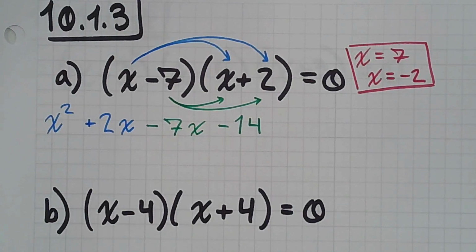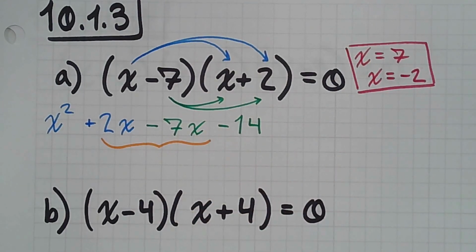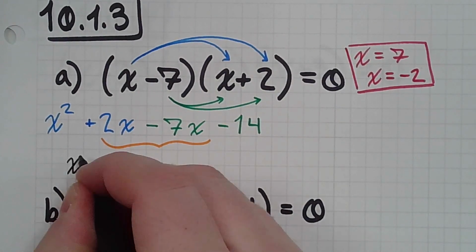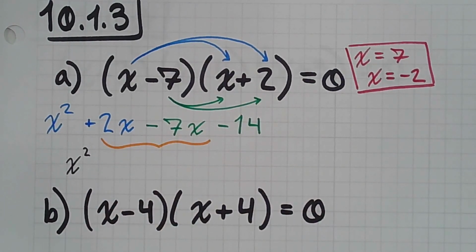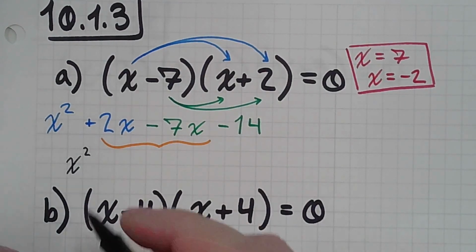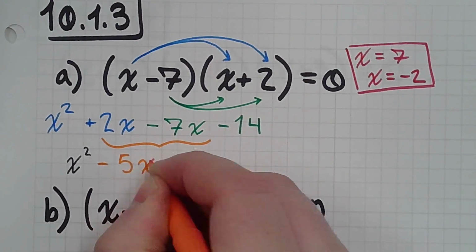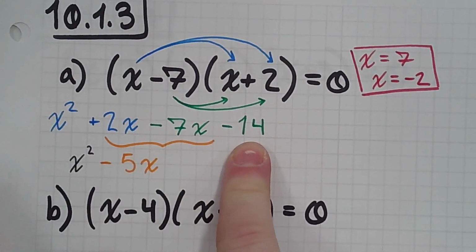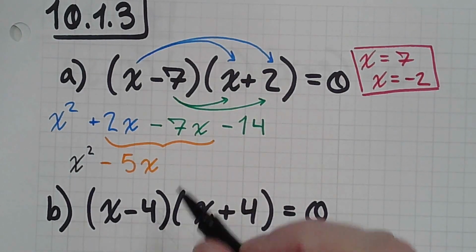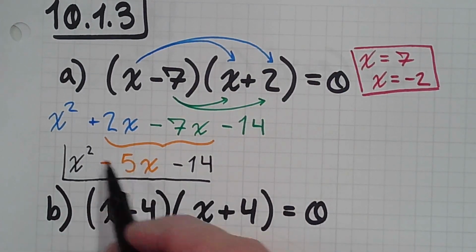And if you notice, these ones right here are like terms, right? They're both regular x's, so we can combine those. So we're actually going to end up with just 3 terms. And those 3 terms will be a quadratic term, x squared. We'll have a linear term because it's not squared, 2x minus 7x, which of course becomes -5x. And then we'll have a constant term because it doesn't have a variable, right? It's constant, so minus 14. And we can't combine those, so we end up with this, what we call a trinomial.